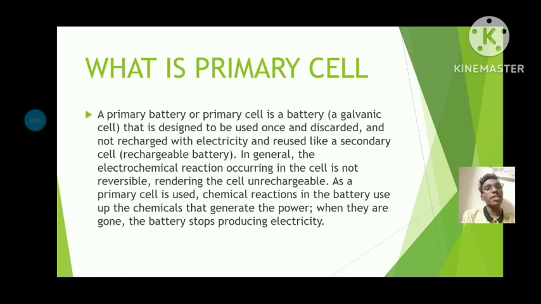What is a primary cell? A primary battery or a primary cell is a galvanic cell that is designed to be used once and discharged, and not recharged with electricity and reused like a secondary cell. In general, the electrochemical reaction occurring in the cell is not reversible, rendering the cell unrechargeable. As a primary cell is used, chemical reactions in the battery use up the chemicals that generate power. When they are gone, the battery stops producing electricity.